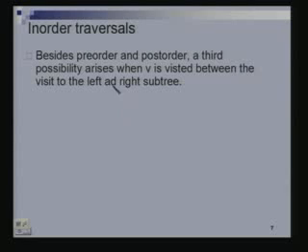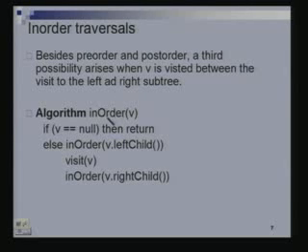Right. So, there should be an AND between the visit to the left and the right subtree. So, the pseudocode for in-order traversal would look something like the following. If V is null, then we just get out. Else, we first do an in-order traversal on the left child, then we visit the node, and then we do an in-order traversal on the right child.